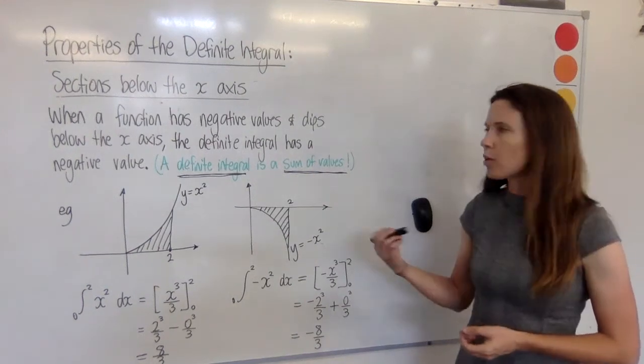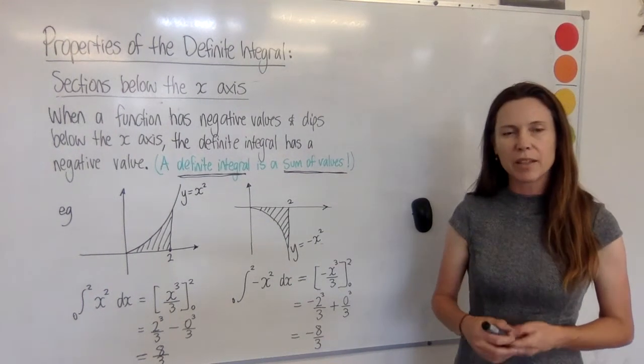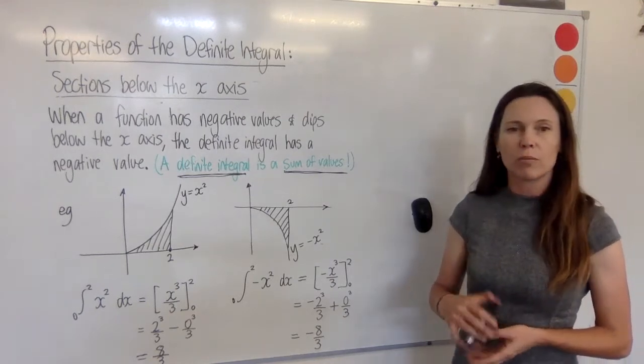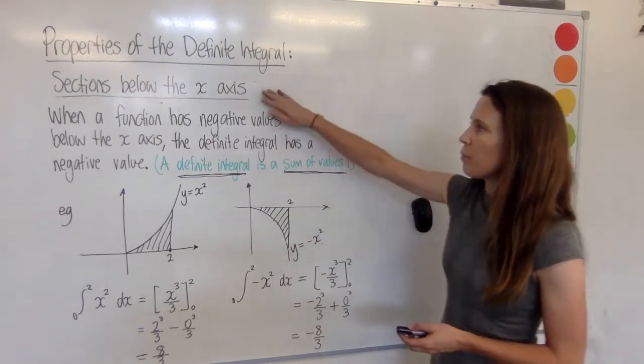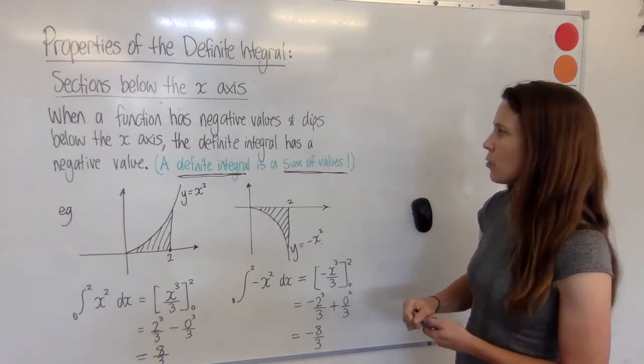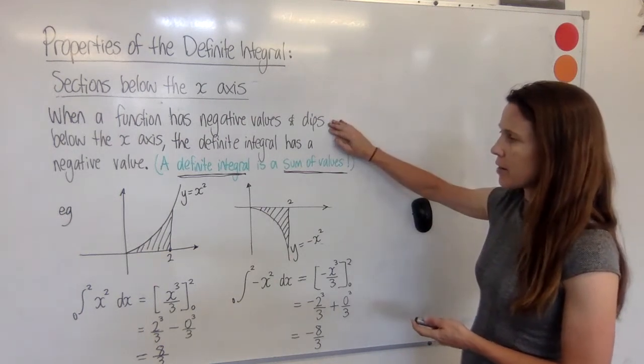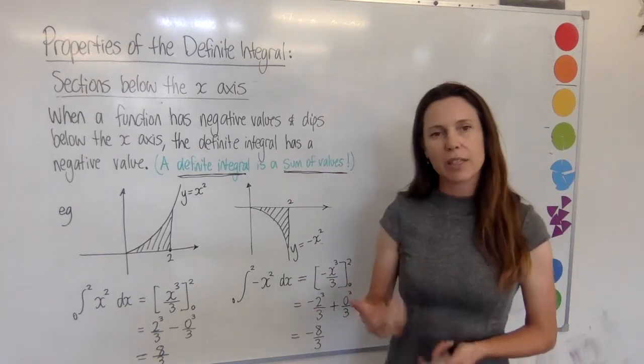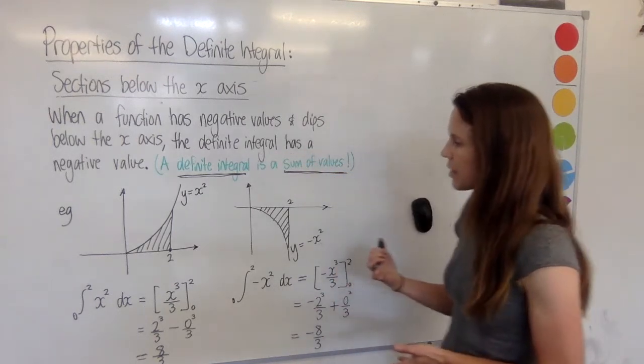So today we're looking at properties of the definite integral, and in particular we want to examine what to do when we've got sections of graph that lie below the x-axis. So when a function has any negative values at all and it dips below the x-axis, the definite integral is going to have a negative value. Now why does this happen?